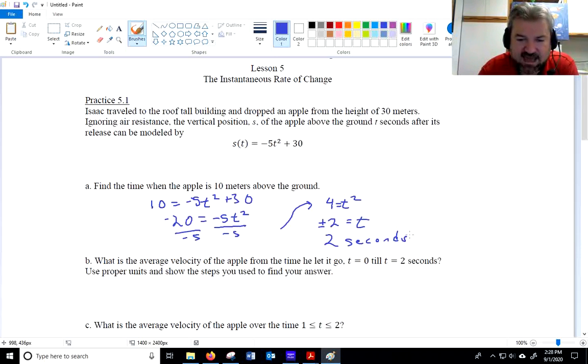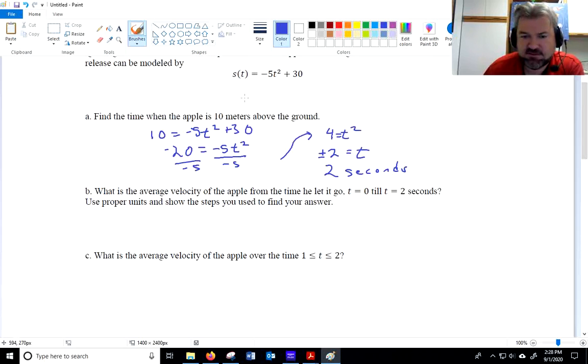Okay, part B. What is the average velocity of the apple from the time he let it go at t equals 0 till t equals 2 seconds? Use proper units and show the steps you use to find your answer. Okay, so the average velocity is going to be the change in position. So it's the change in S over the change in time. The change in time is a change from 2 to 0, right? So it's going to be the position at 2 minus the position at 0 divided by 2 minus 0.